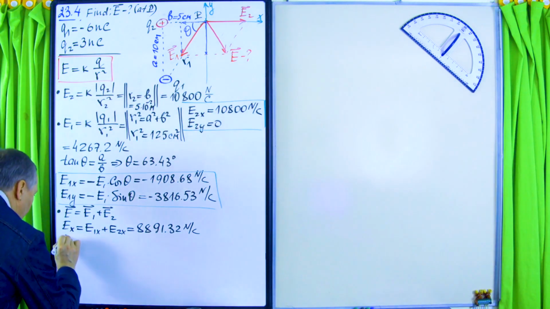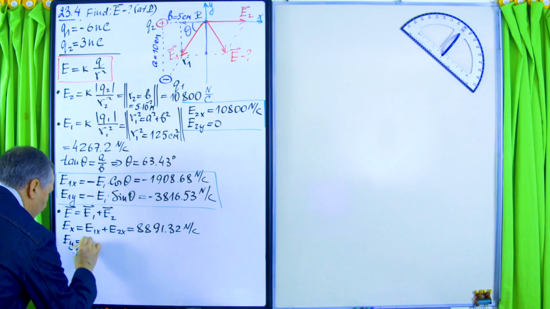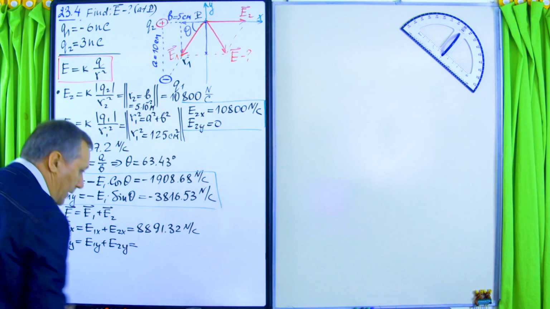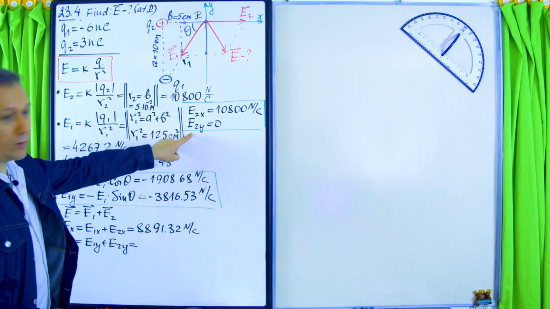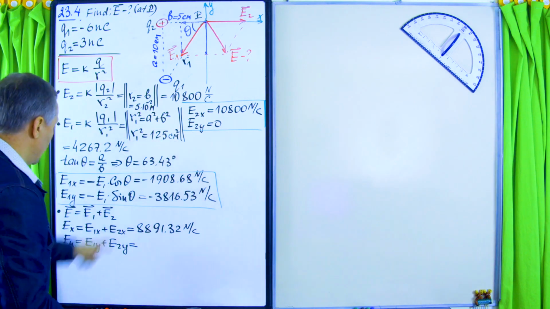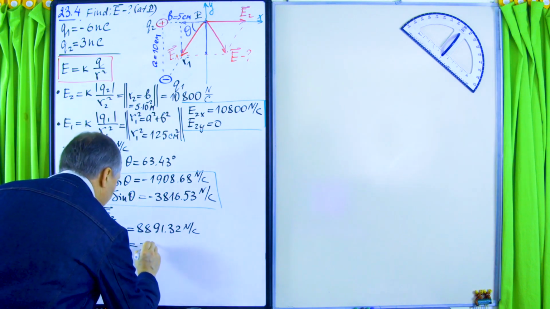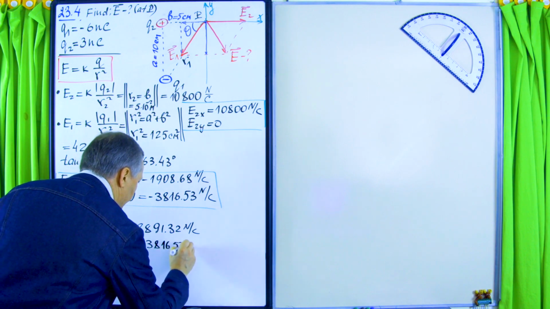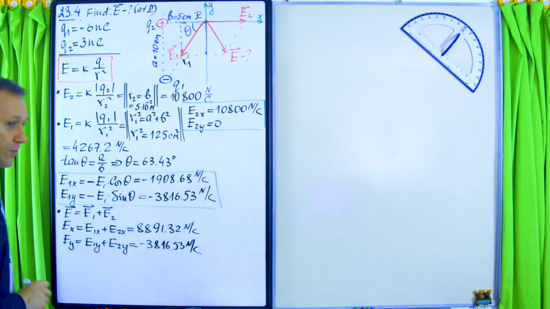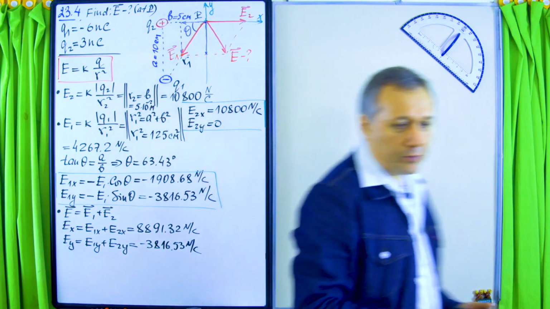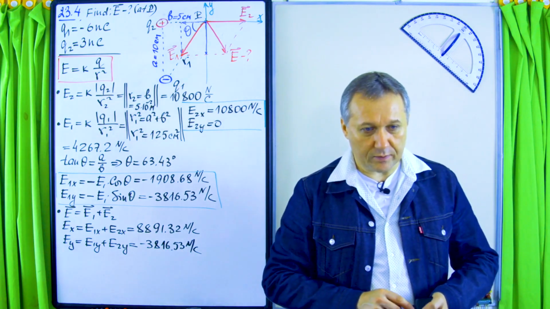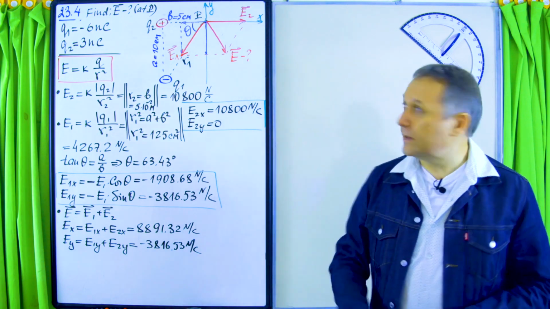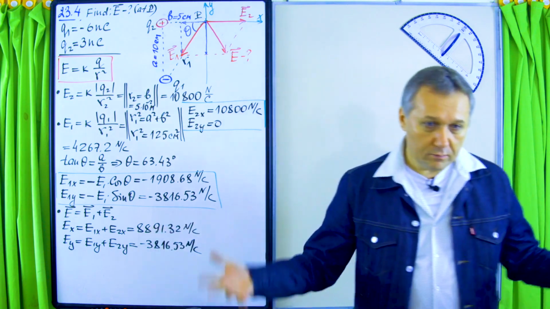And the y component will be E1y plus E2y. And in this case, it's simple, because this is 0. So it will be just minus 3,816. Right. Okay, pretty much at this point, once you know the components of a vector, you know everything about that vector. But the problem wants the strength of this net electric field and then the direction.